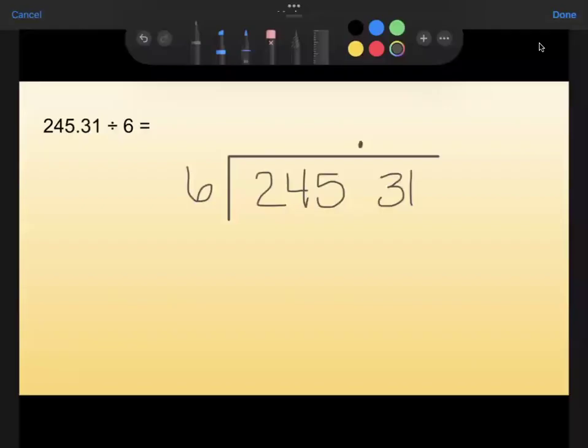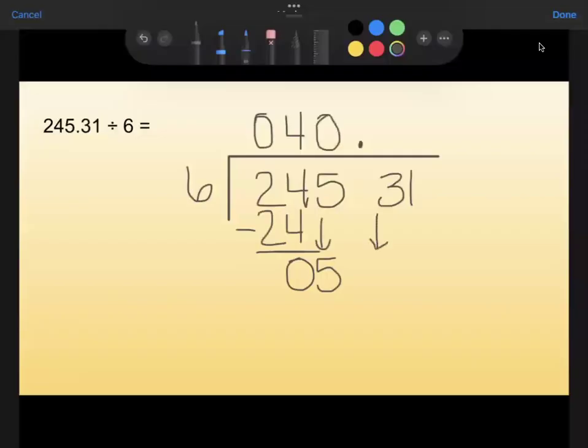6 does not fit into 2, so I'm going to put a 0 there, but it does fit into 24 4 times, so I'm going to put a 4 there. 6 times 4 is exactly 24. So when I subtract that, I get 0 left over. When I bring down the 5, I know that 6 does not fit into 5. That would go 0 times, so I'm going to put a 0 here. Then I'm going to also drop down this number.